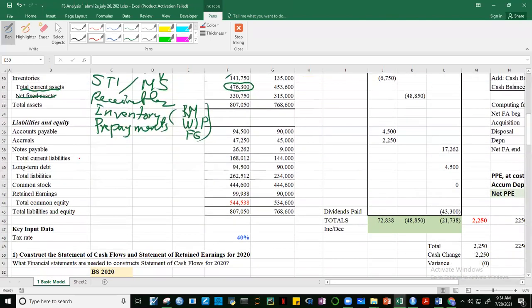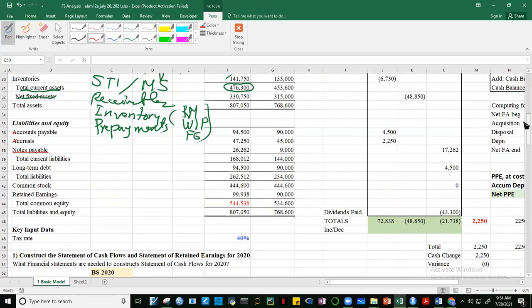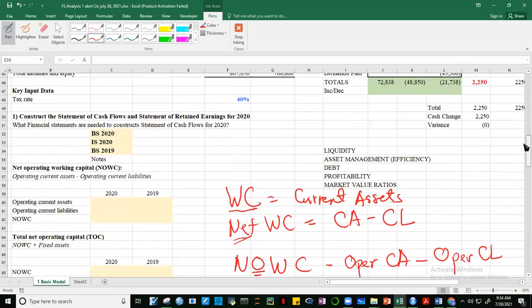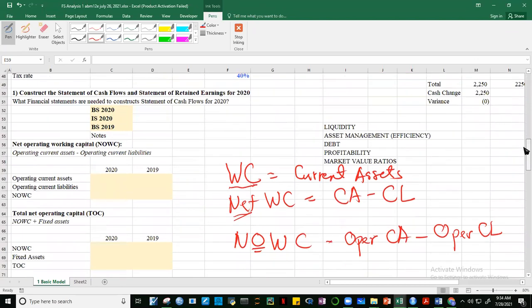Now let's take a look at current liabilities. So lahat ito, guys, itong tatlong ito, current liabilities ito. Pero ang tanong, sino-sino dito yung operating current liabilities? Ang operating current liabilities, guys, hindi kasama si notes payable kasi interest bearing ito. Ang kasama lang si accounts payable and also accruals. So yun yung kasama natin sa operating current assets at saka operating current liabilities.